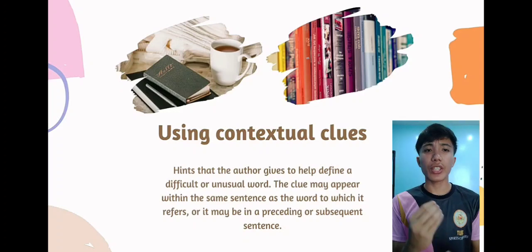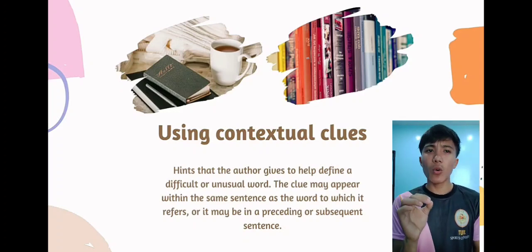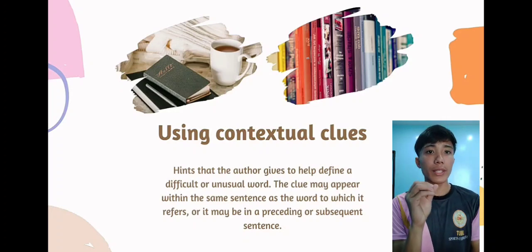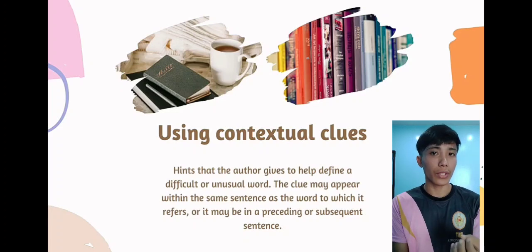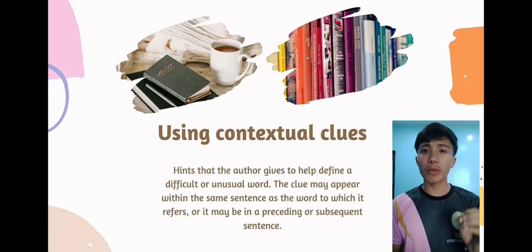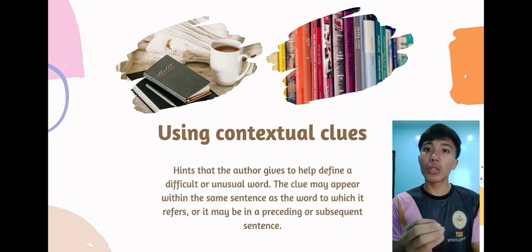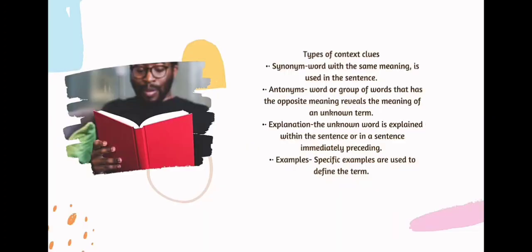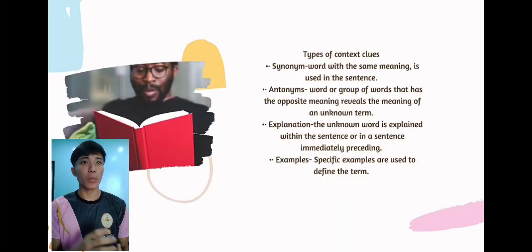The next stage is using contextual clues. Contextual clues are hints that the author gives to help define a difficult or unusual word. The clue may appear within the same sentence as the word to which it refers, or it might be in the preceding or subsequent sentence. In this stage, when we are reading, we can identify words with difficult meaning in each sentence by using word clues. We can possibly find it at the beginning or right after what we are reading. So let us proceed to the types of context clues.